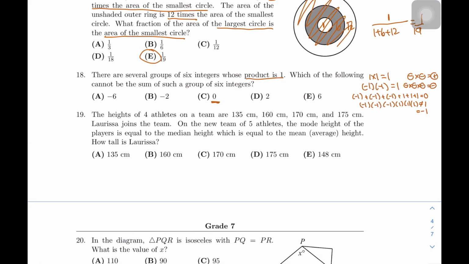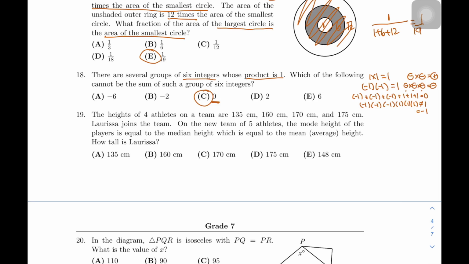For any group of integers whose sum is 0 and product is 1, you have to have an equal number of negative 1s and 1s. But since you have 6 integers, and 6 divided by 2 is 3, which is an odd number, and since 3 negative numbers multiplied together equal a negative, you know that the product cannot be positive and it must be negative 1. So C, 0 is impossible.